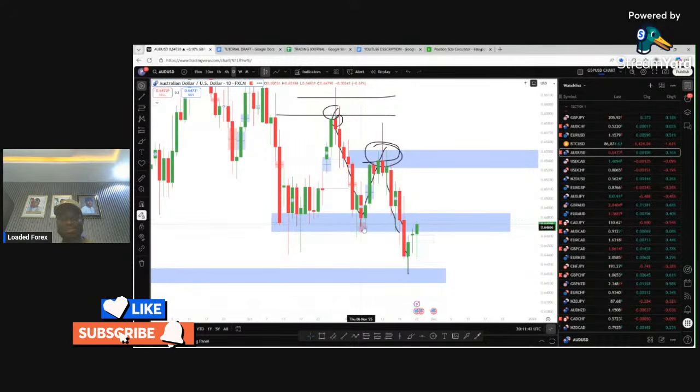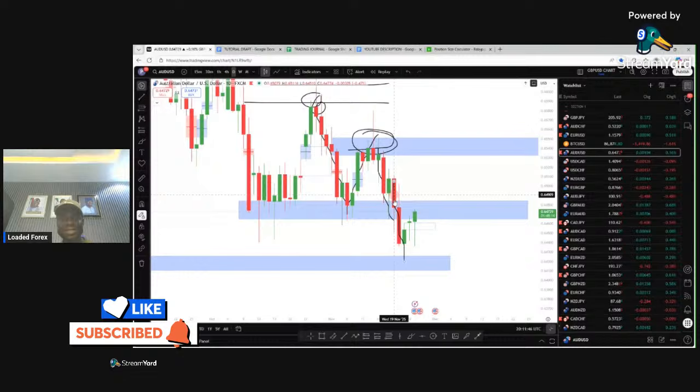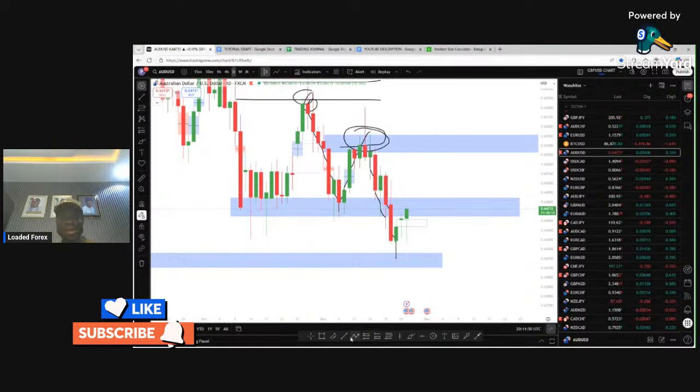Price reacted here, price reacted here, right? So now that the price action invalidated it, then comes back to this resistance there, this place is going to serve as our POI.